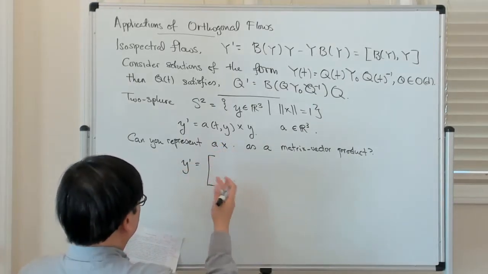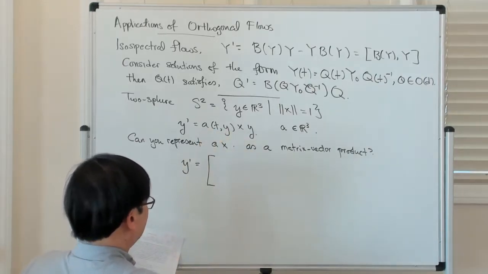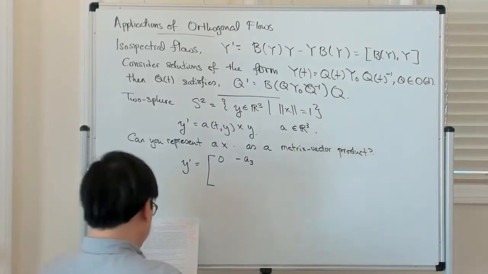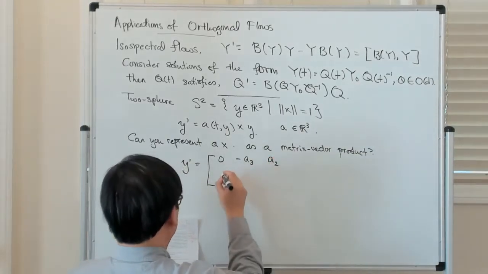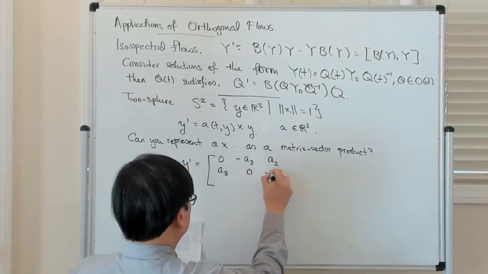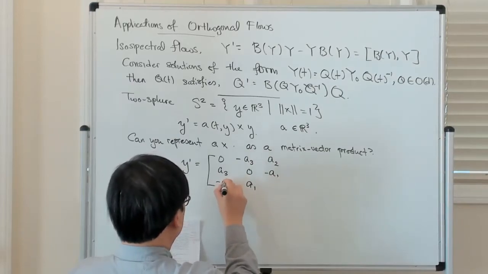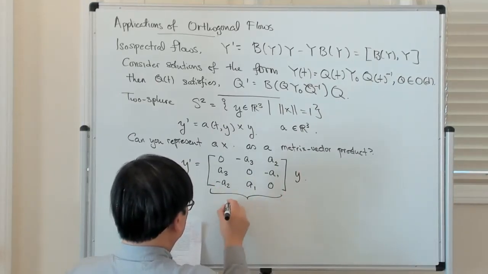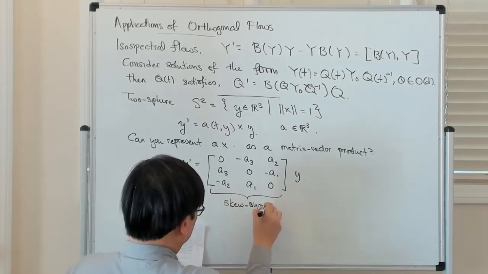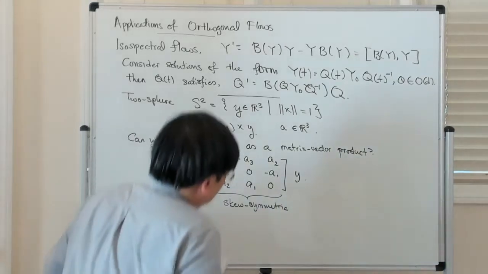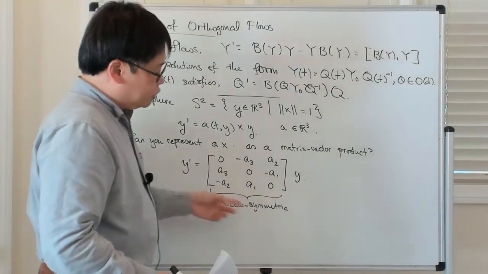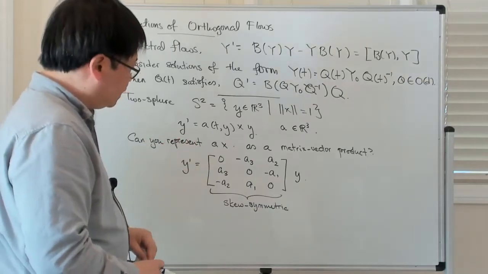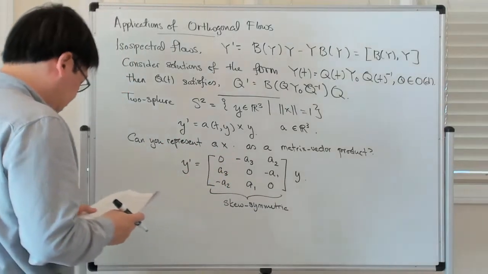I'm going to use subscripts to denote the components of this A vector. So this is 0, minus A sub 3, and I'm going to suppress the t and y dependence here, just for notational simplicity. If you look at this, you should see that this matrix is skew symmetric. And of course, in the case of orthogonal flows, the skew symmetric matrix plays an important role. So the fact that you have a skew symmetric matrix there is a hint that maybe it is connected to orthogonal flows in some way, shape, or form.